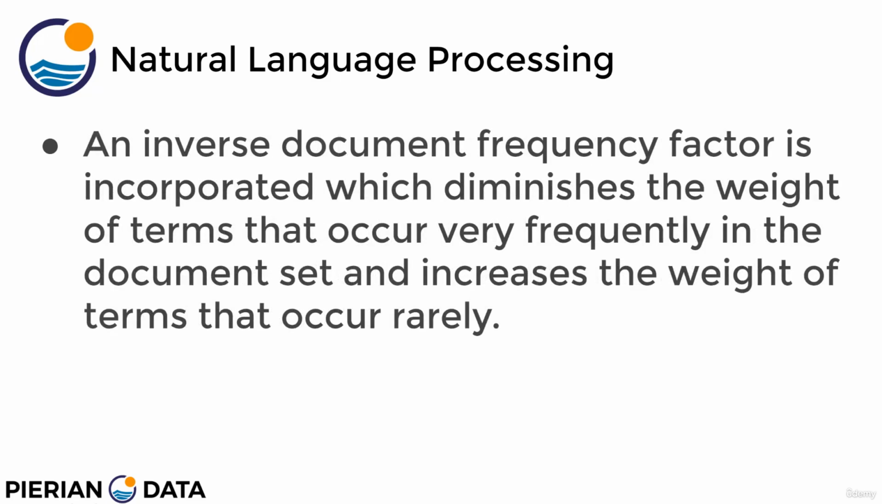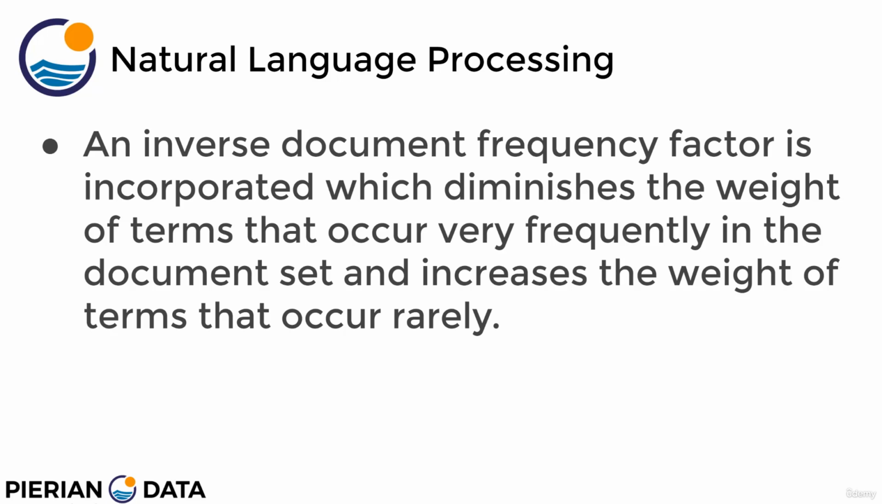This is where an inverse document frequency factor is really important. What an inverse document frequency factor is going to do is diminish the weight of terms that occur very frequently in the document set. And it's going to increase the weight of the terms that occur rarely. So again, if you have some words that are super common across all the documents, such as the word "run" or the word "ball" across a bunch of sports articles, that term is then not so important at distinguishing one set of documents from another.